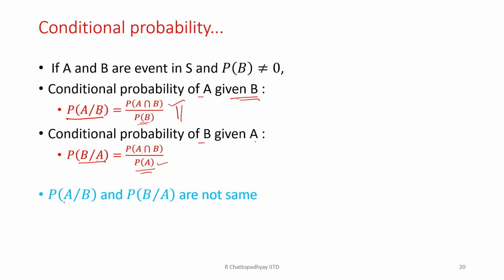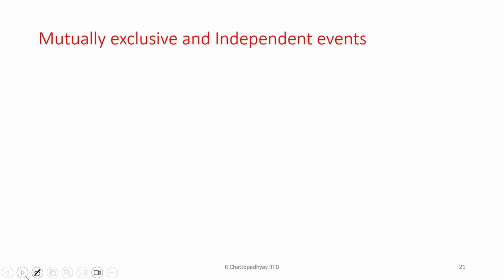So P(A/B) and P(B/A) are not the same. These values may not be the same either. So it should not be confused that P(A/B) and P(B/A) are the same. They are not the same. We will also solve some problems and see that the probabilities could be different.